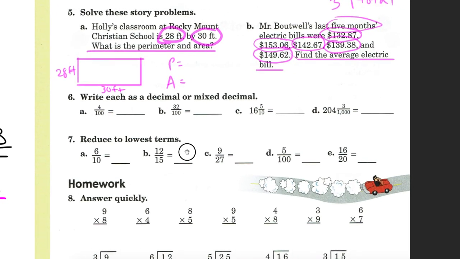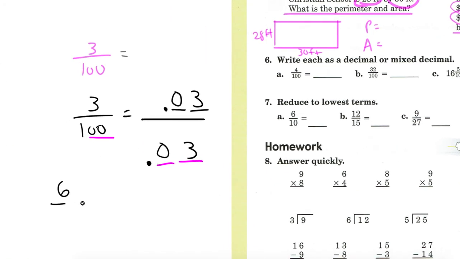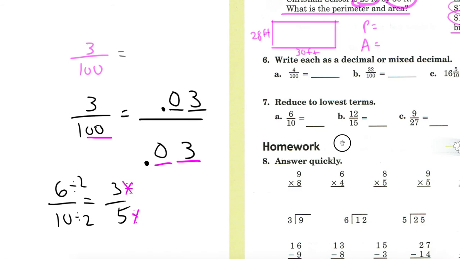Okay? Number 7, reduce to lowest terms. That means you have to simplify it. 6 tenths. What number can go into both 6 and 10? 2. This is 3 fifths. Is there another number that I can divide 3 and 5 by? Nope. So 3 fifths is the lowest term.